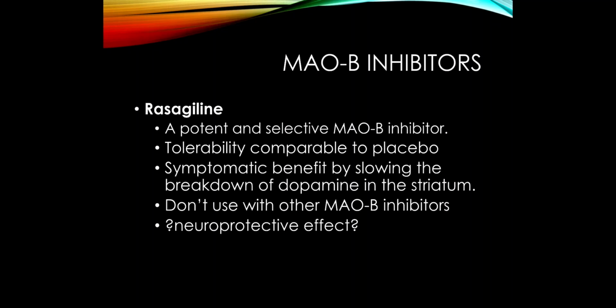You can't use it with other MAO-B inhibitors, and we'll actually cover that and talk about serotonin syndrome in our next lecture. The hope initially is that this might have some neuroprotective effect, but that has really been disproven. So as of today, there isn't a proven medication you can give a patient that will slow down the progression of Parkinson's. All the medications we have are symptomatic therapy. They help on the days when the patients take their medication.